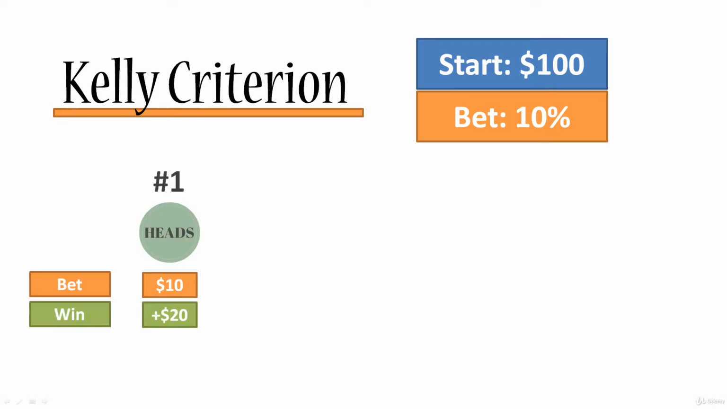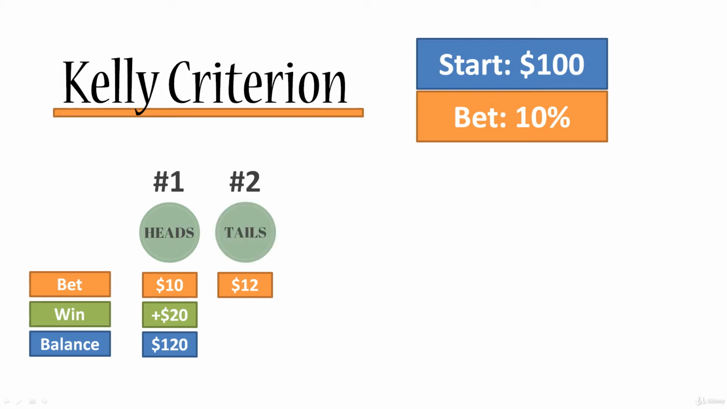It's heads. We won $20 because we're still playing that game from the previous tutorial where every time we win, we win twice our bet. Every time we lose, we only lose our bet. So now we've won $20. Our balance is $120. Now on the second bet, we're going to bet 10% of $120, which is $12. It's tails. We lost $12, so our balance is $108.